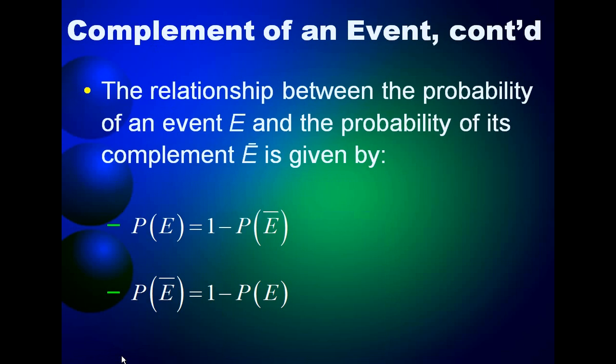So what we have going on here is you have the event and you have not the event. The two have to add up to 1. So if you know the probability of one of the events or the complement, then you can take 1 minus that probability and find the other.